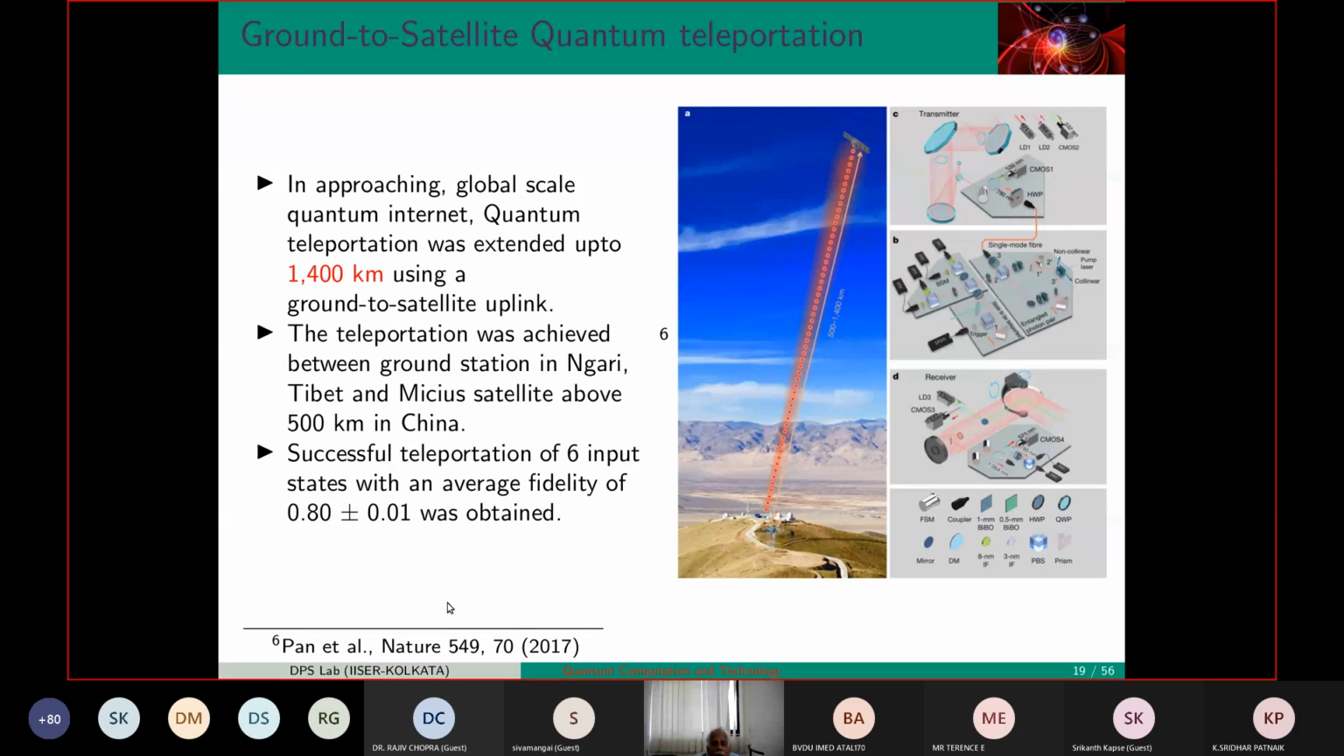So now, let me show you where we are right now. Quite a bit of progress has been made. For example, right now, major progress is coming from China. They have actually teleported up to 1400 kilometers through optical fibers. So the goal is to have a global quantum internet. You can search the web, you can find that there are already designs for a quantum internet.